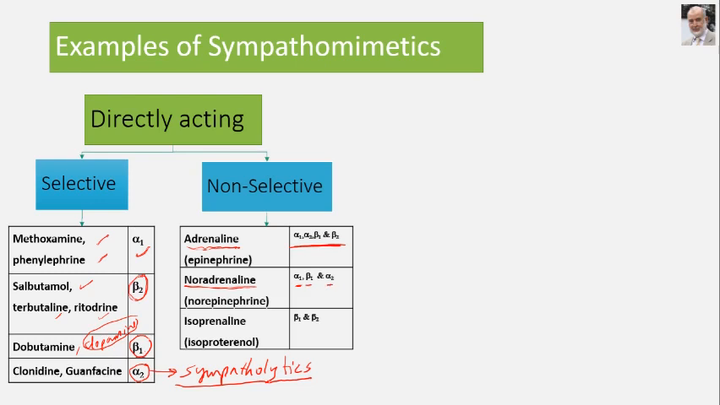Third example, isoprenaline, known in America as isoproterenol. Isoprenaline is a non-selective beta agonist. It acts on beta 1 and beta 2. Okay, so these are the directly acting sympathomimetic agonists.